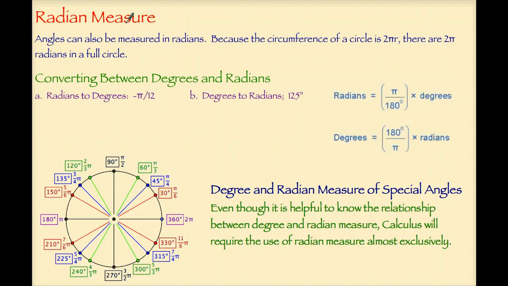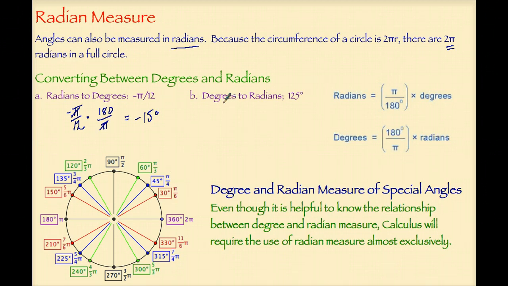Speaking of radian measure, angles can also be measured in radians. Because the circumference of a circle is 2 pi r, there are 2 pi radians in a full circle. Let's learn to convert between degrees and radians, and here are the two conversion formulas that you will use. Let's convert negative pi over 12 radians to degrees. This is the formula that we'll use. We'll multiply by 180 over pi. The pi's cancel, of course, and 12 goes into 180 15 times, so this is equivalent to negative 15 degrees.